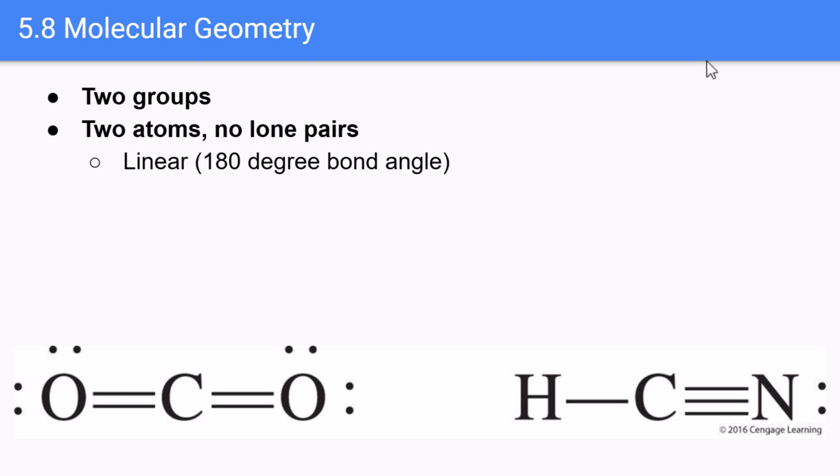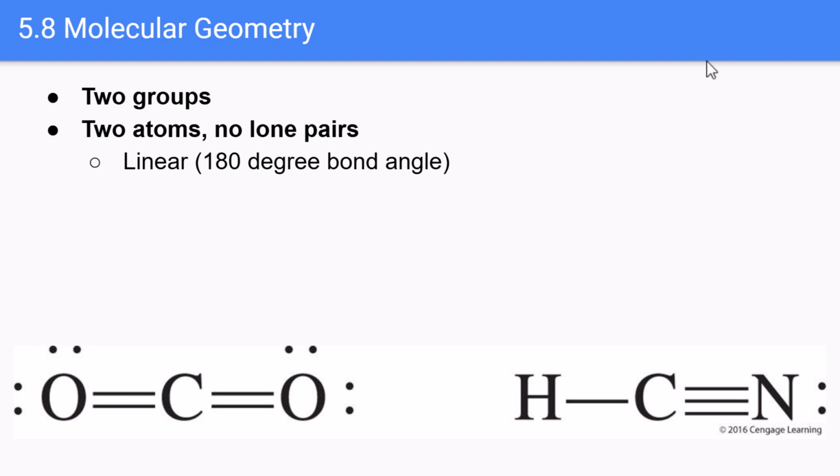And in this instance, we have 2 atoms and no lone pairs. So the angle here is going to be 180 degrees, and this molecule is going to form a linear shape. All right? So again, 2 groups with 2 atoms and no lone pairs. There's really no other way we can look at 2 groups. You can't have an atom and a lone pair. It doesn't quite work that way.